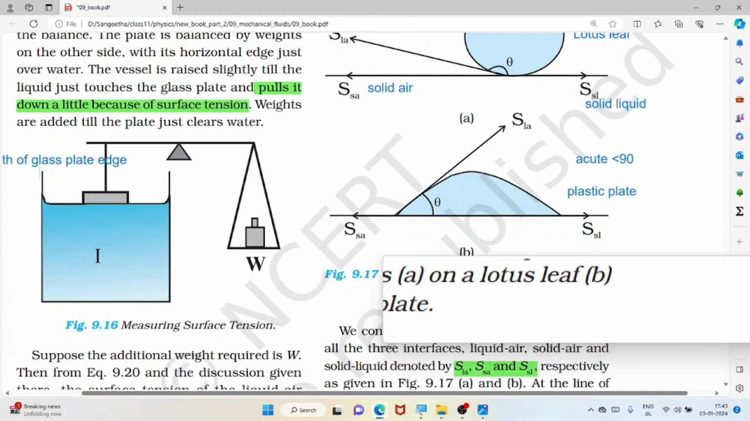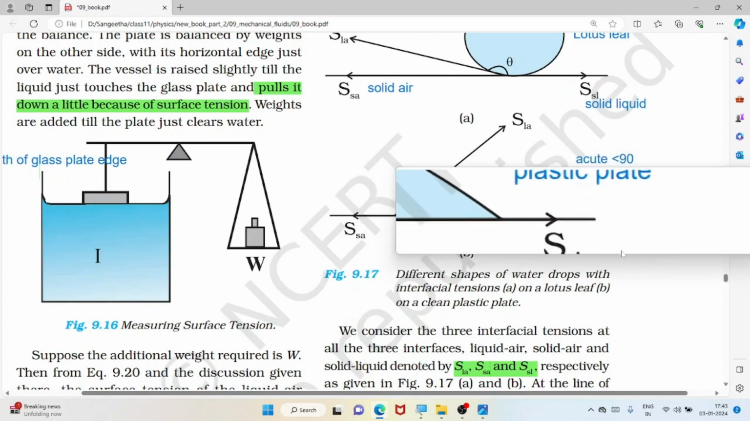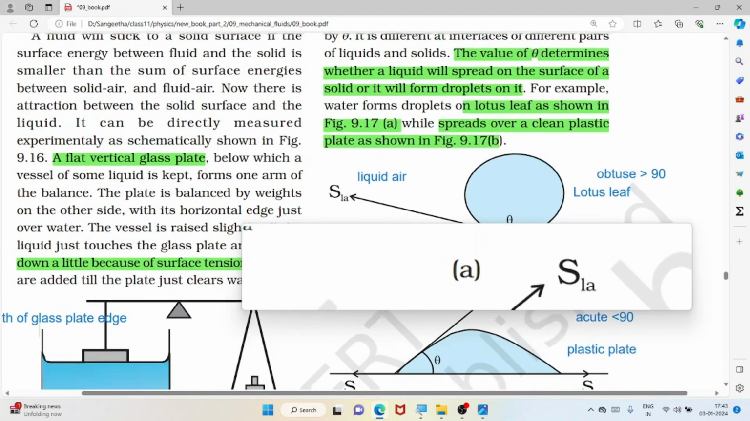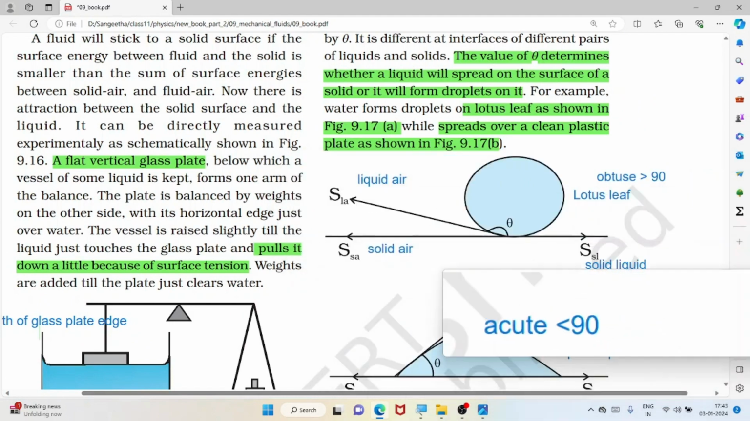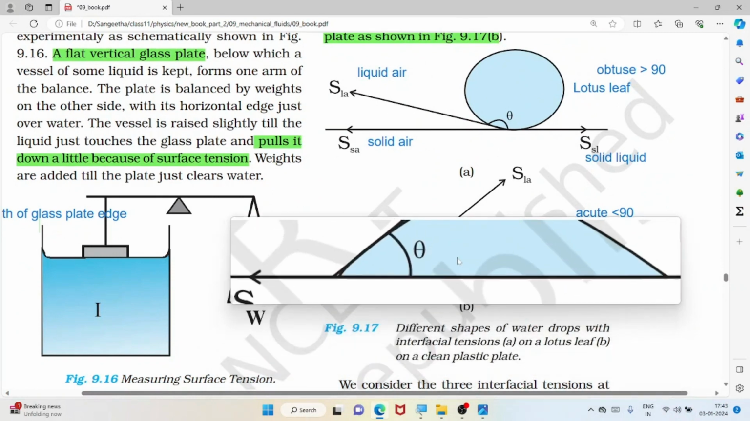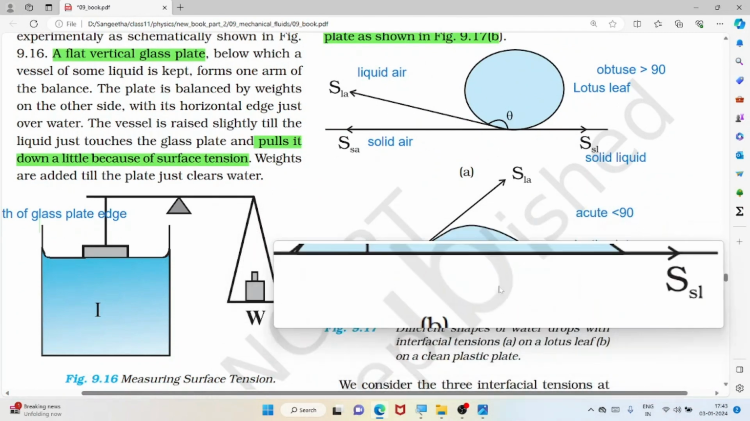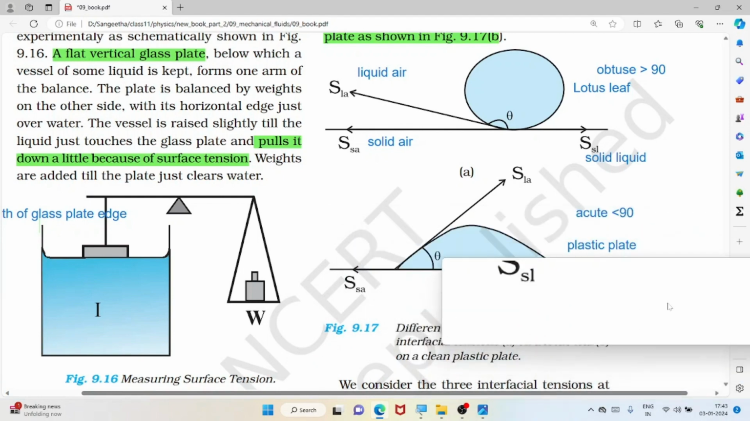This is acute, less than 90. This is on a plastic plate. See here, greater intermolecular interaction. Here, less intermolecular interaction, but more interaction between the water and the plastic plate.